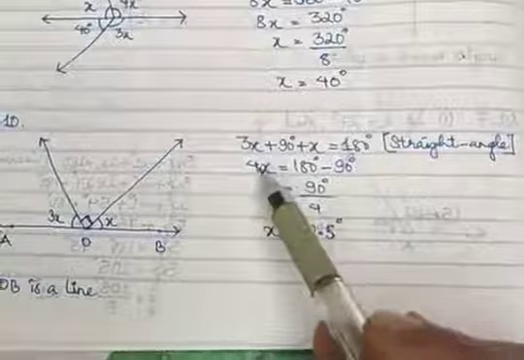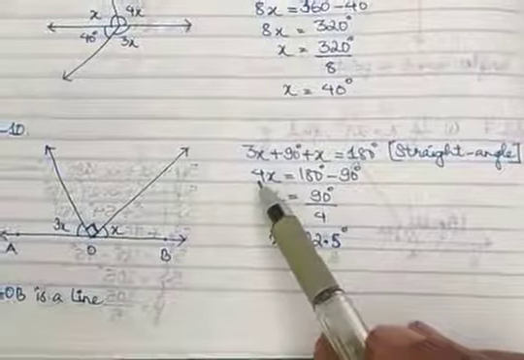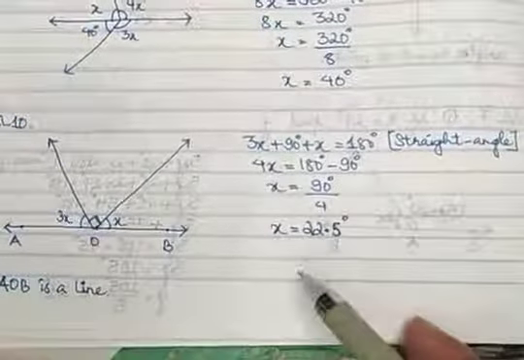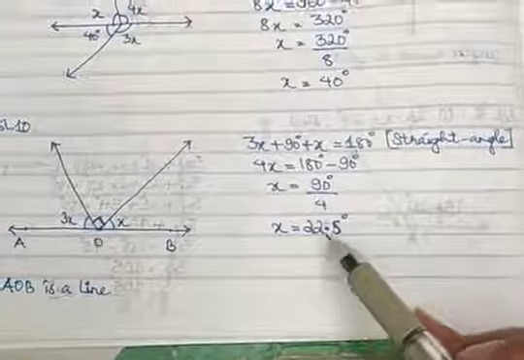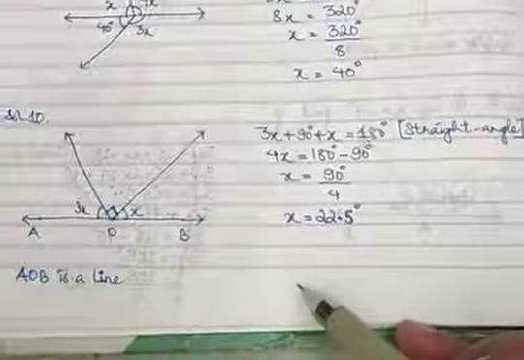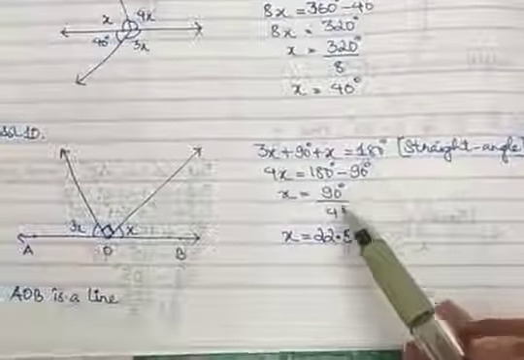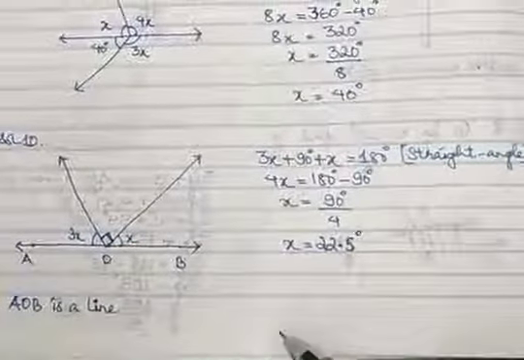Now with x, we have a constant term, that is 4. 4 goes to the other side, it becomes division. So now the value of x is 90 divided by 4, that is 22.5 degree. Okay, if you go on dividing 90 with 4, you will get your result as 22.5.